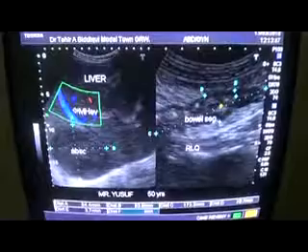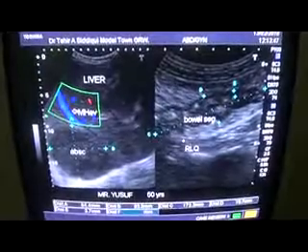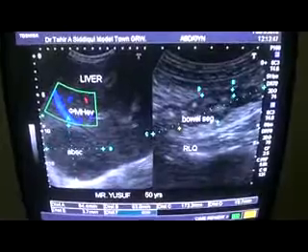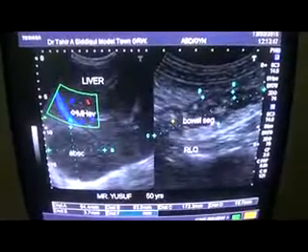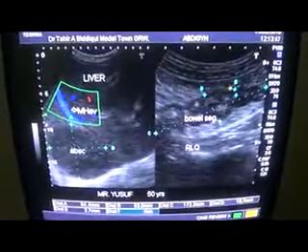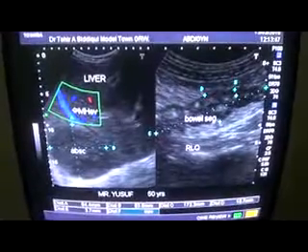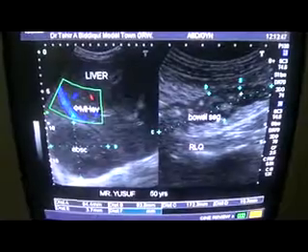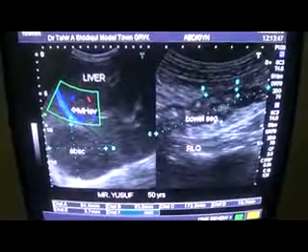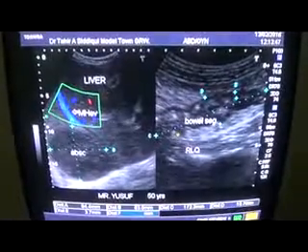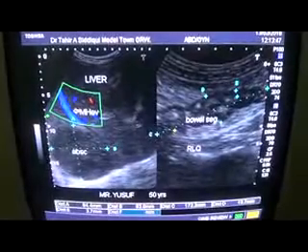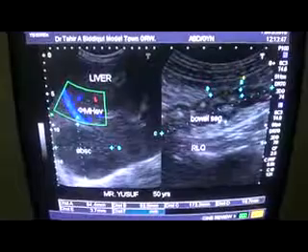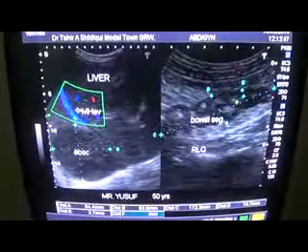Otherwise, this is a bowel segment in the right lower quadrant, collapsed and with an irregular outer wall. Now, if the wall had been more than 5, we may have thought of an aggressive pathology, but this is very much consistent sonographically with an inflammatory nature of this bowel segment.